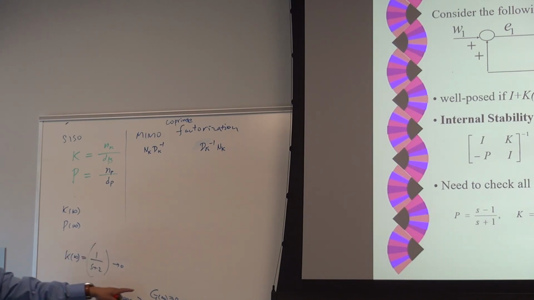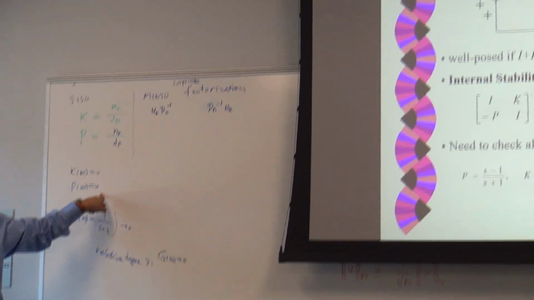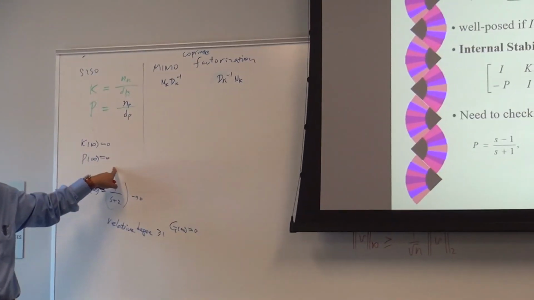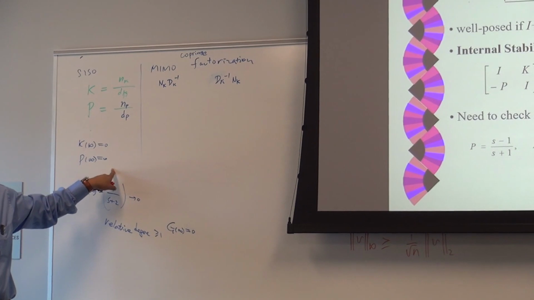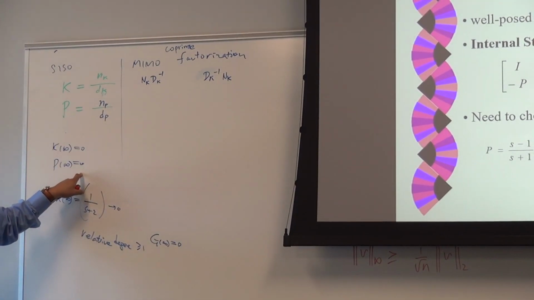So the infinity will go, so in other words, they will all be 0 in practical systems when everything is proper. But it's strictly proper, okay? So this will be 0. But sometimes it's not strictly proper.